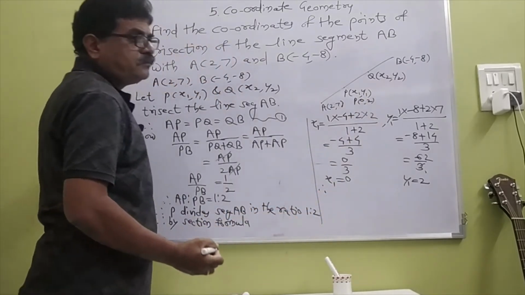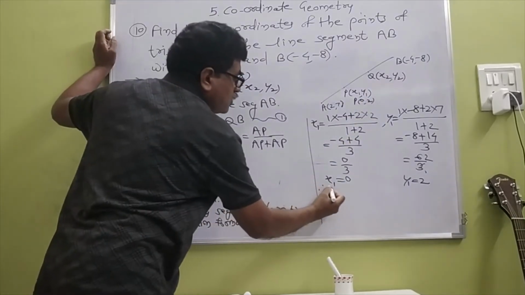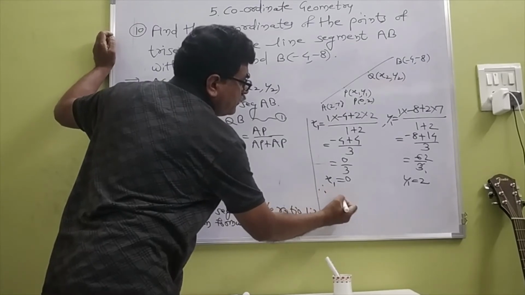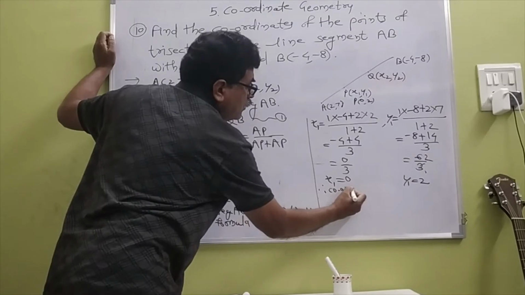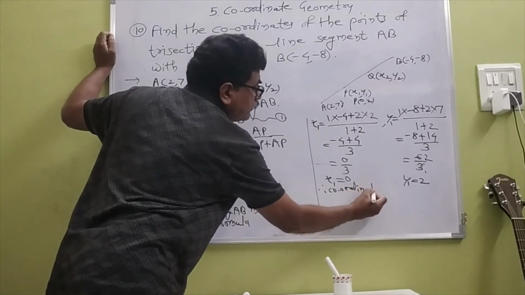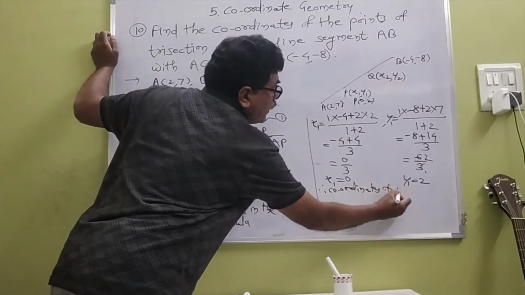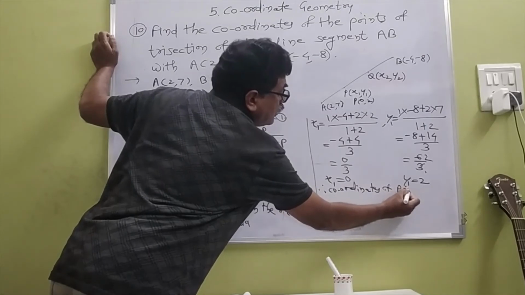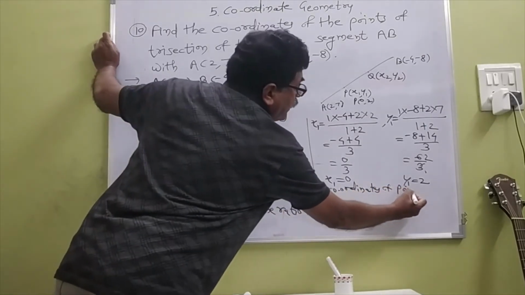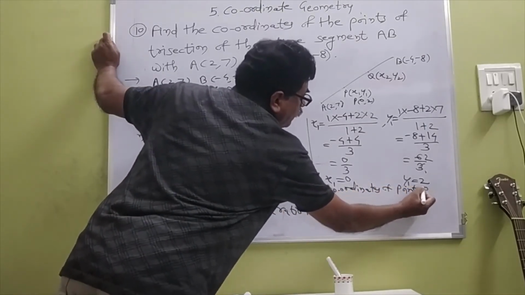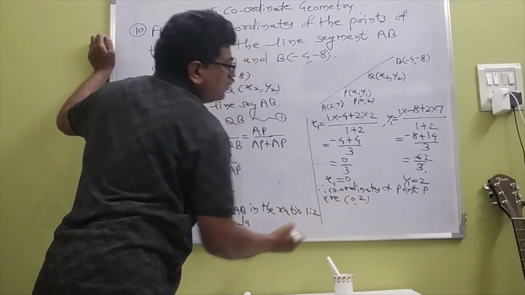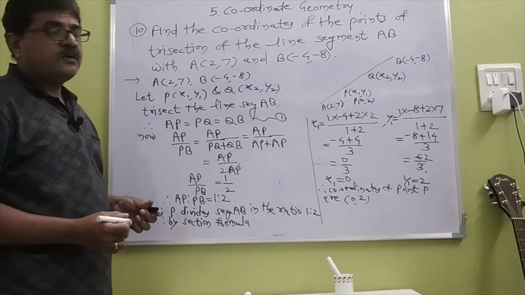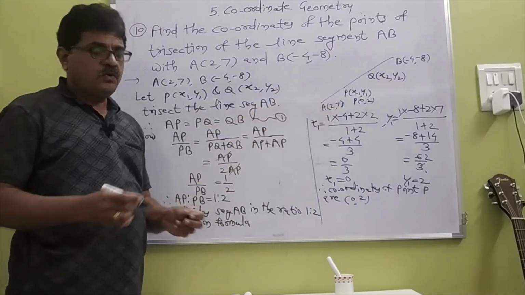Therefore, the coordinates of point P are (0, 2).